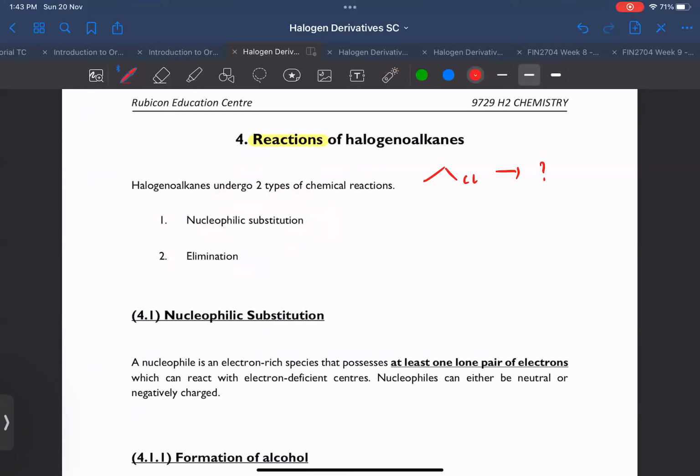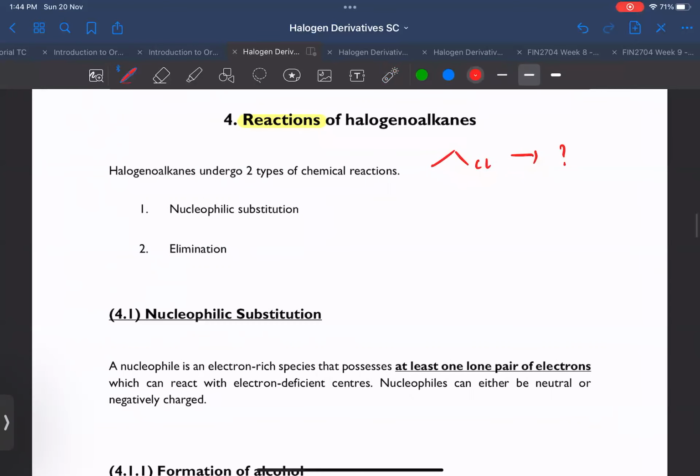Remember, every time we see a very complicated name like this, we have to break it down first. I don't want you to just accept and remember it like this. You must know why halogenoalkanes undergo substitution and not addition. Look at a halogenoalkane now. Can you all tell me if this is a saturated or unsaturated molecule? Saturated? Yes, it is a saturated molecule.